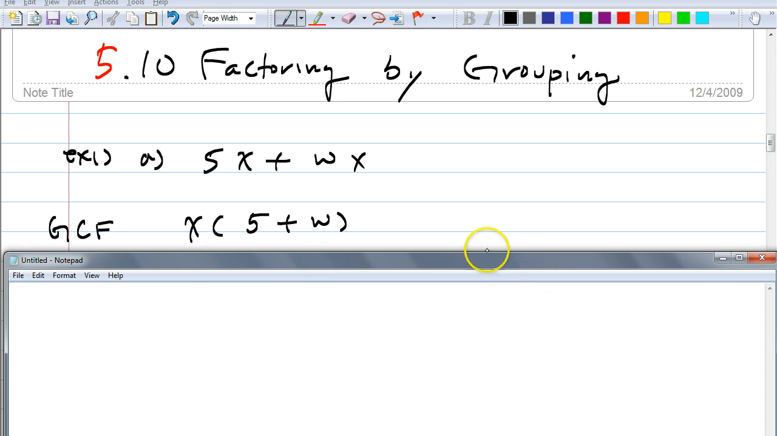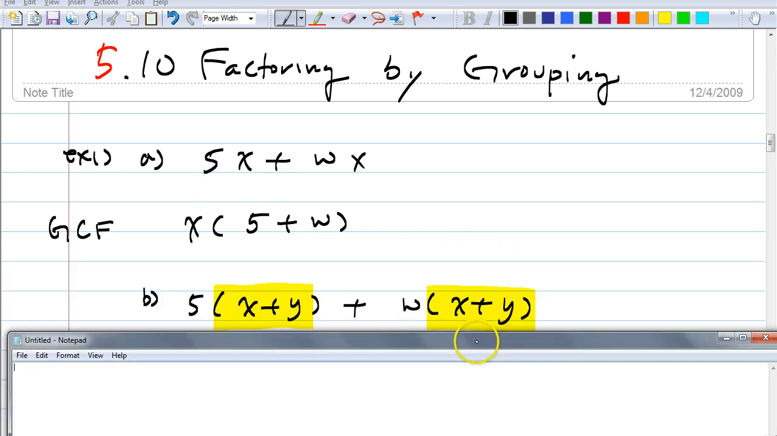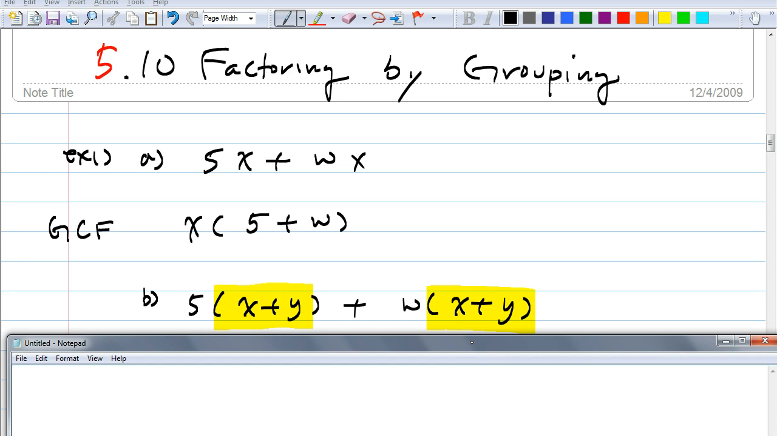Now, let me make it a little bit more interesting. Instead of 5x plus wx, look what I have. 5 times, in parentheses, x plus y, plus w times, in parentheses, x plus y. Is this any different than the one above? Yeah, kind of, but what's the difference here, Carolyn? How is this one different than the one above? They're basically replacing x with x plus y. This is just substitution.